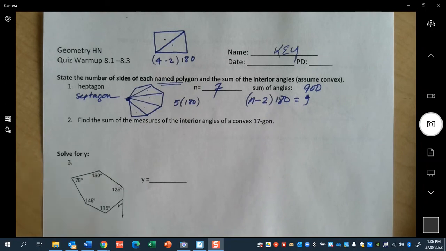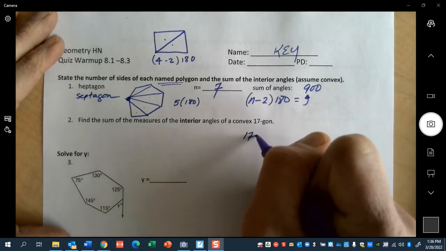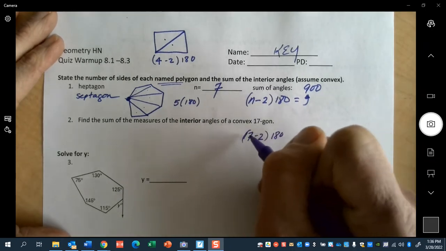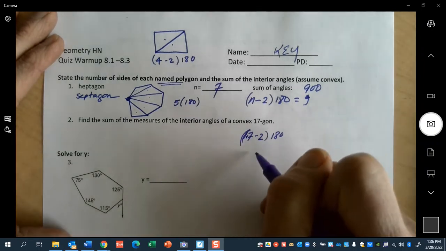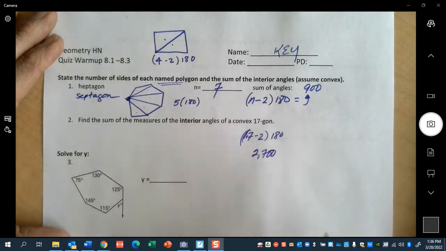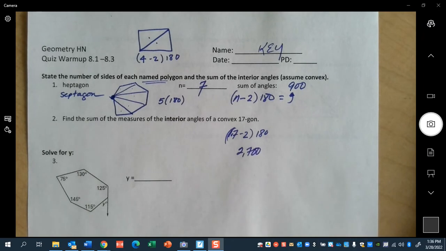All right, so if I have a convex 17-gon, I have 17 minus 2 times 180 degrees. So this shape is going to have 2,700. If somebody tells me the shape is regular, what does that mean? All the sides and angles. So it's equilateral and equiangular. And that means that if I wanted to, I could divide this by however many sides I have to get the measure of each individual one. But I can only do that if it's regular.